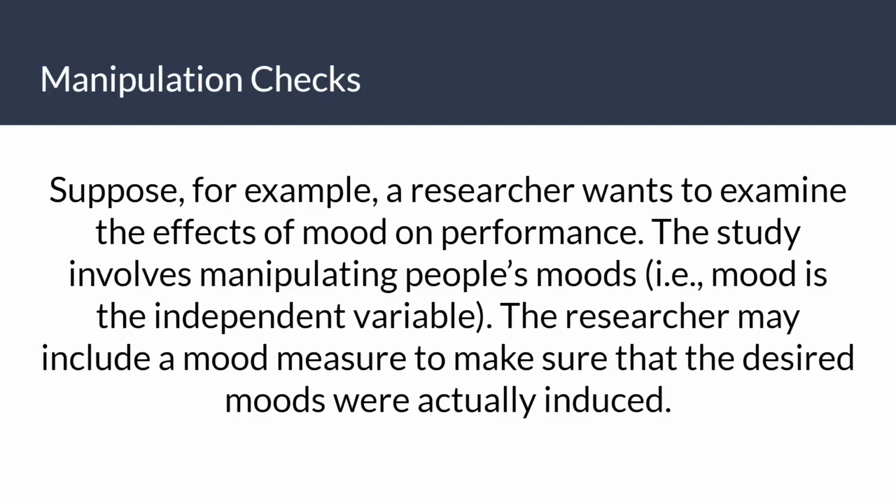Suppose, for example, a researcher wants to examine the effects of mood on performance. The study involves manipulating people's mood. Okay, so the mood is the independent variable. So the researcher may induce a mood, for example, anger, and to make sure that it works, we can measure the level of anger of the participant. And on the other hand, the group that was not exposed to the condition that induces anger should not be angry. And that's how you know that your manipulation works.